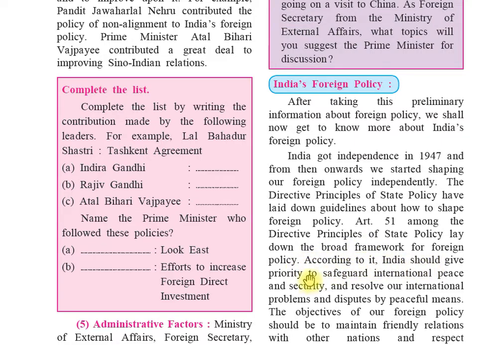According to it, India should give priority. Priority means importance. India should give importance to safeguard international peace and security. So, what is important? International peace and security. There should be peace throughout the world, and all international problems and disputes should be resolved by peaceful means. So whatever problems we are having, we have to solve in a peaceful manner.